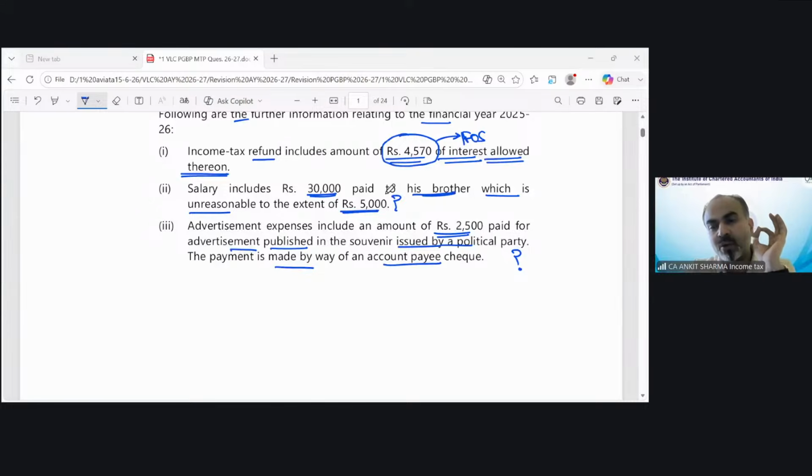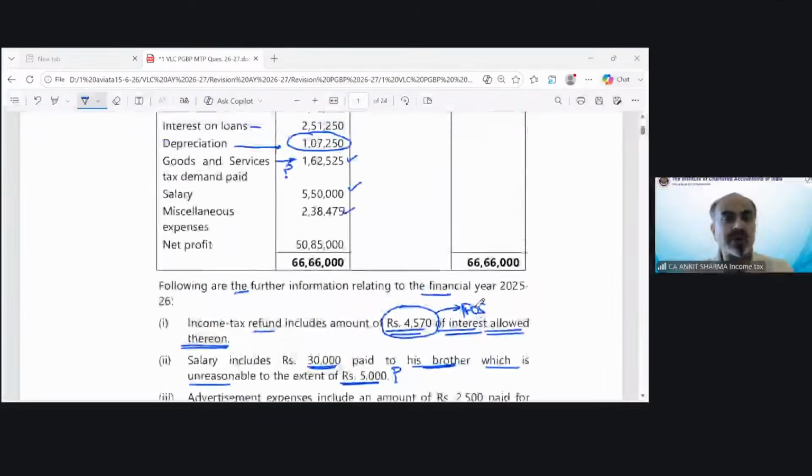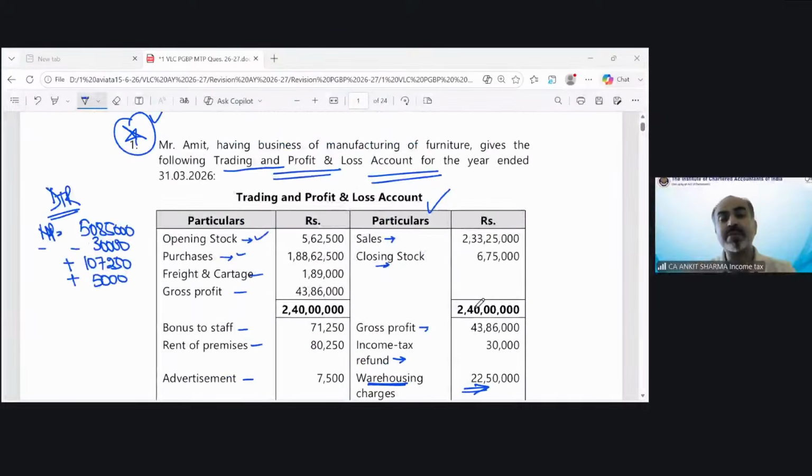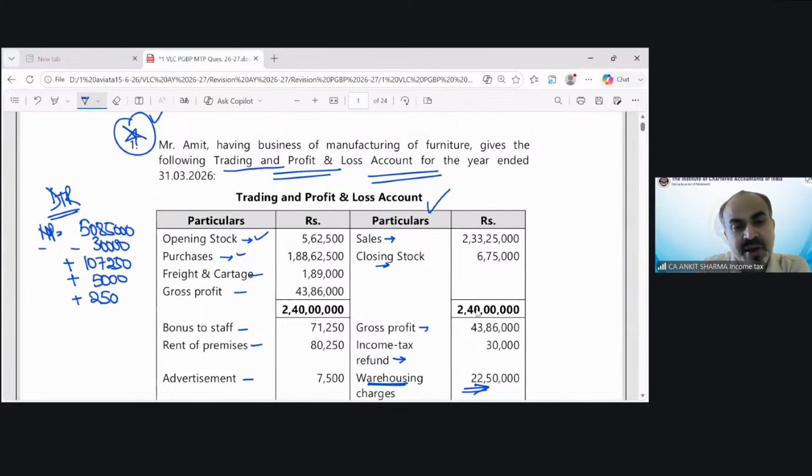Soumya is saying the whole amount will be disallowed. Exactly. Yes, Garv, correct. Aditya, why are you saying less? It should be added back. So this expenditure is a disallowed expenditure. If any expenditure becomes disallowed expenditure, which has already been deducted before arriving at net profit as per accounting, we need to add it back. So 2,500 is added back because any payment to a political party is disallowed under PGBP.